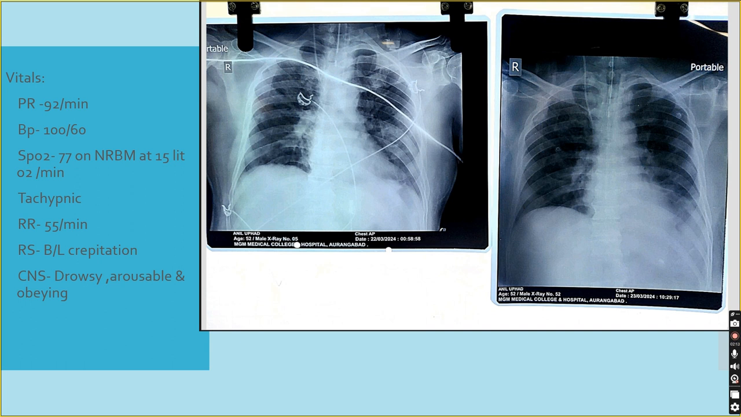If you see, these are the X-rays. This X-ray was taken at Jalna. You can see there are some bilateral shadows. This X-ray was taken in our ICU. And if you really want to investigate, even in Jalna, he was investigated.